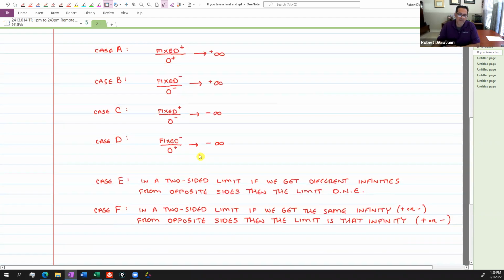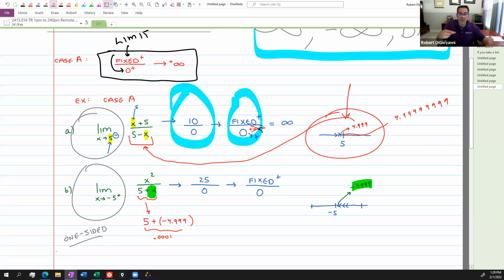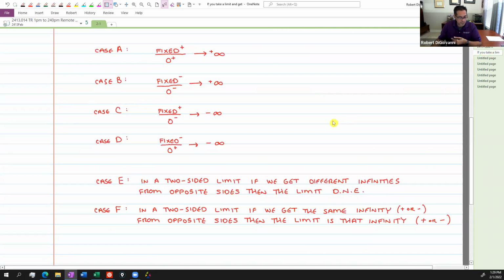Now, cases E and F have to do with the idea that both of the examples I gave you were what we referred to a couple of classes ago as one-sided limits. Meaning we're only coming into the number from one side, like we were coming into 5 from the left and into negative 5 from the right. We learned when we were learning about limit notation that if I say limit as x approaches, let's say, 2, and I don't put a plus or minus there, that means you have to come in from both sides. You have to check both sides if there's not a plus or minus in the top right corner. So that's called a two-sided limit. So cases E and F say this.